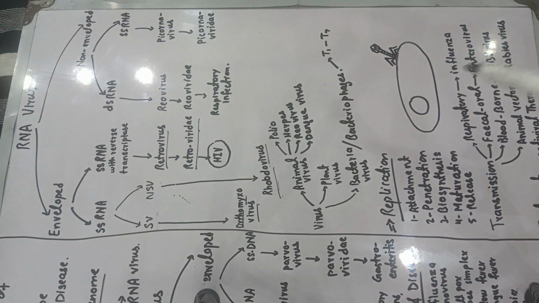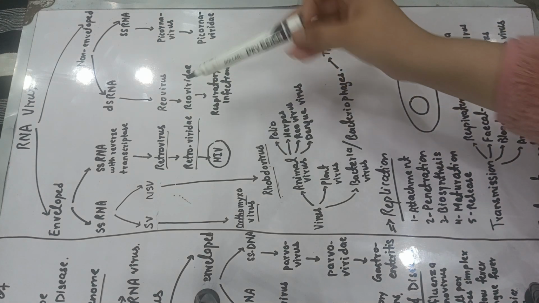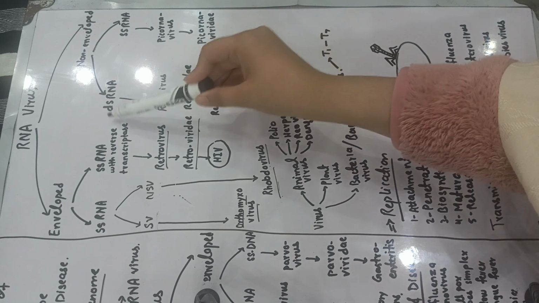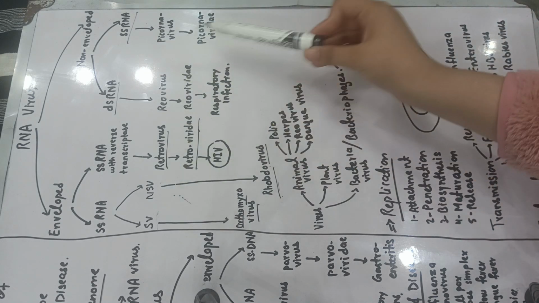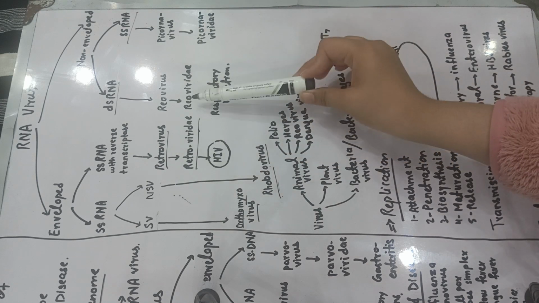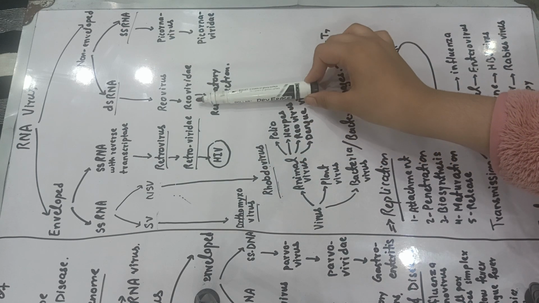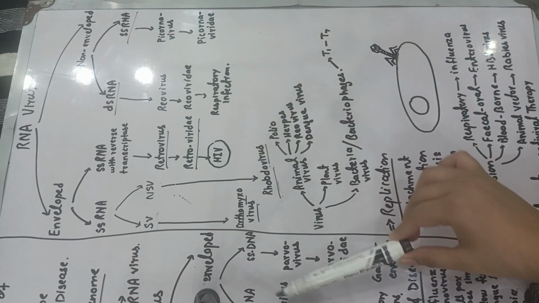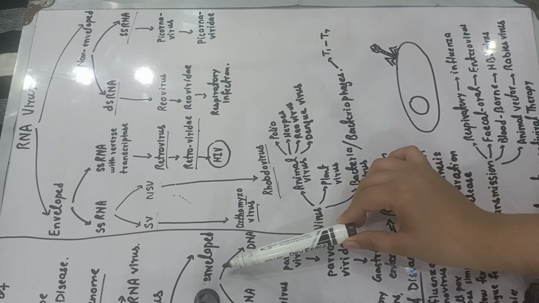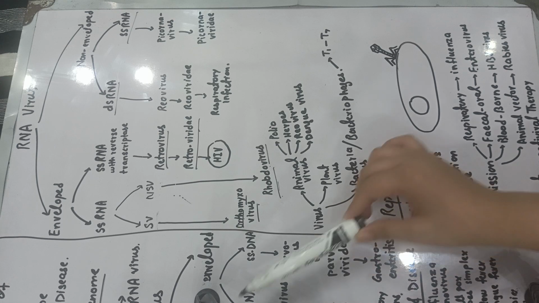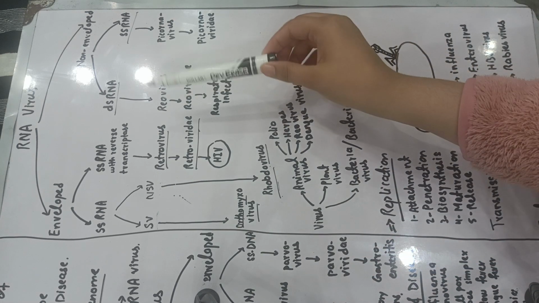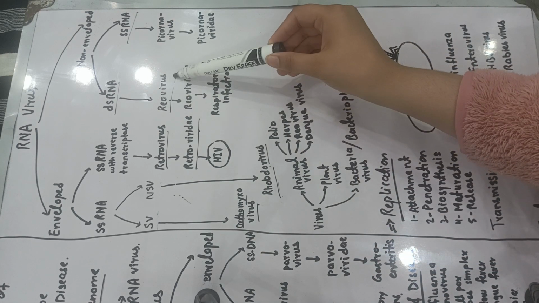Now let's discuss the non-enveloped RNA viruses. They could be double-stranded or single-stranded. Single-stranded is on both sides, just the double-stranded is in the non-enveloped, while in the case of DNA viruses, the double-stranded is in both enveloped and non-enveloped. Now the example of them is the reovirus.